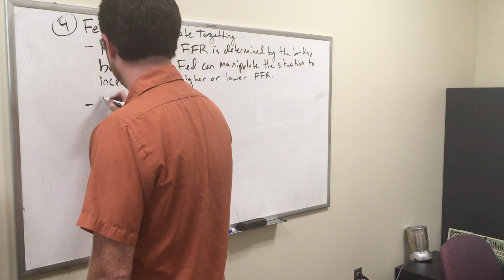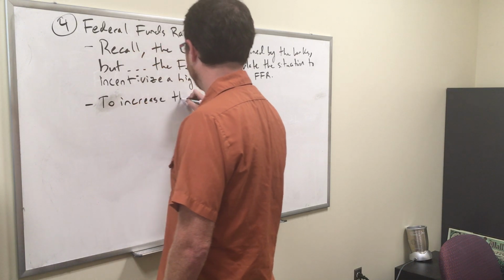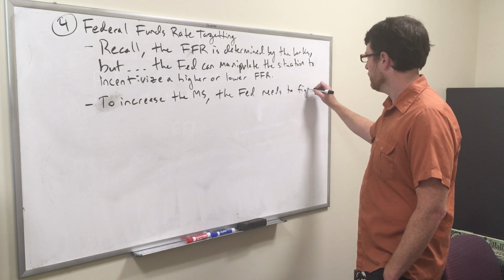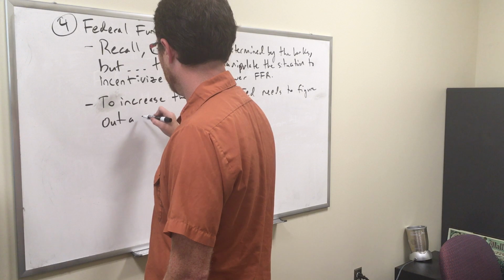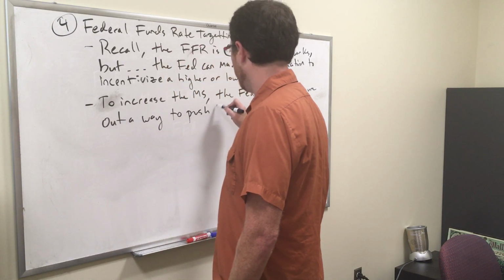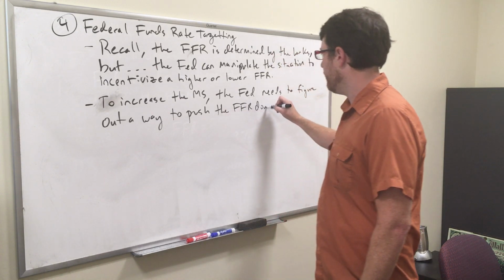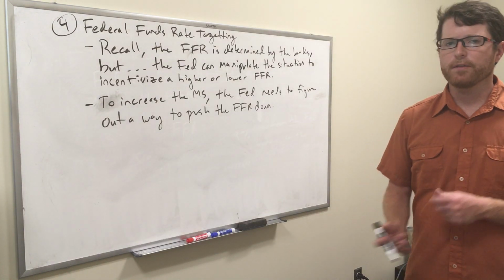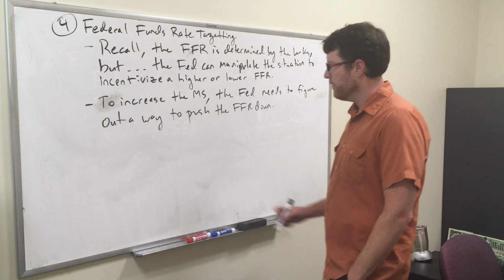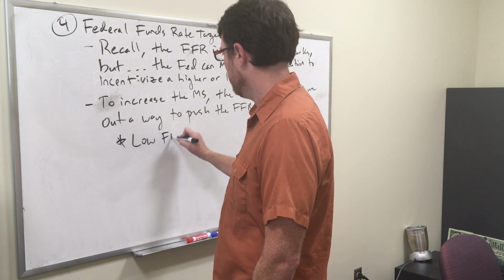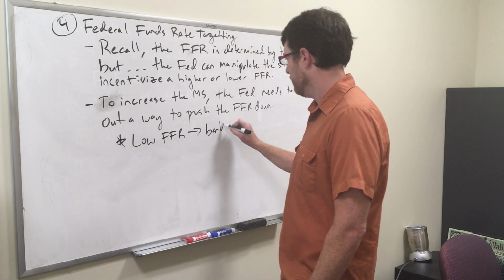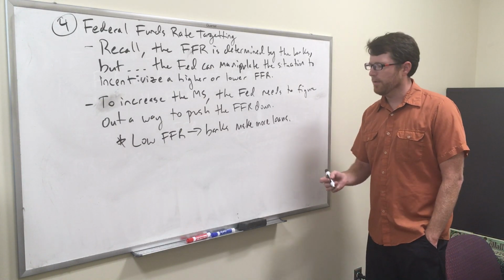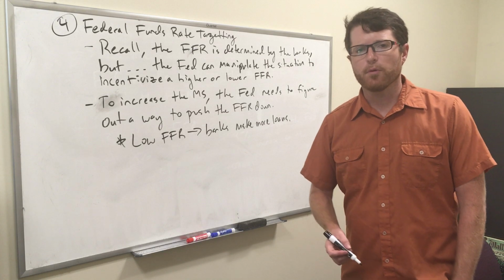Generally speaking, to increase the money supply, the Fed needs to figure out a way to push the federal funds rate down. It needs to figure out a way to decrease the federal funds rate. The lower the federal funds rate, the more money is going to be created. The lower the federal funds rate, the more banks will loan, and thus the more money will be created.